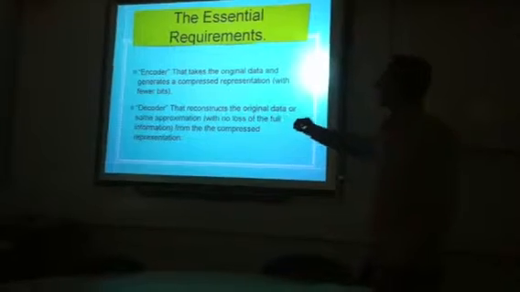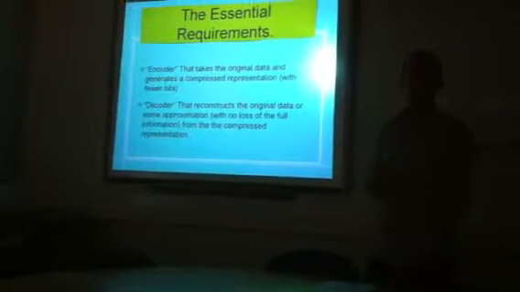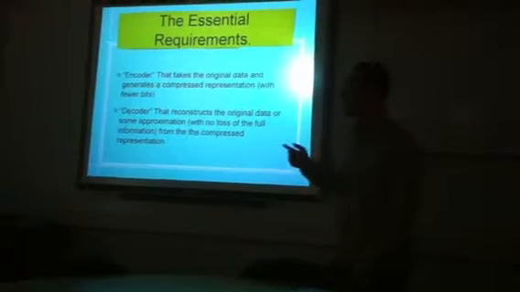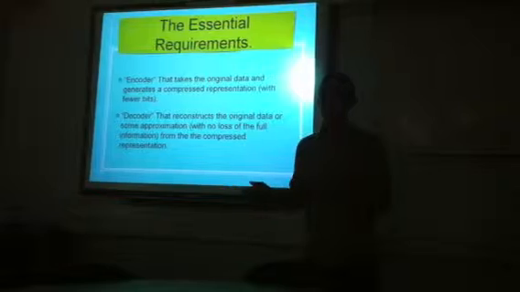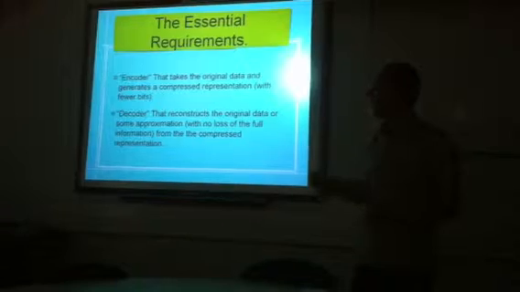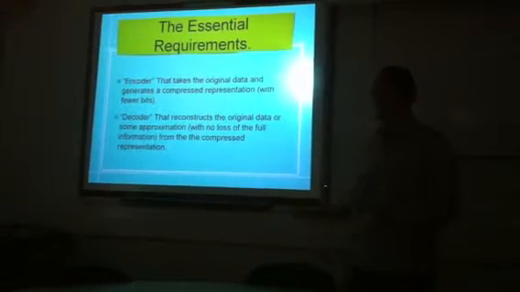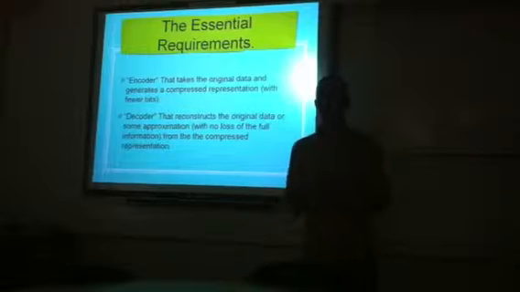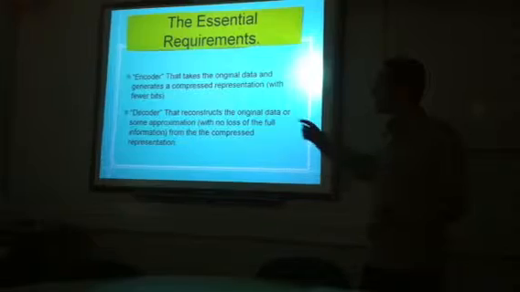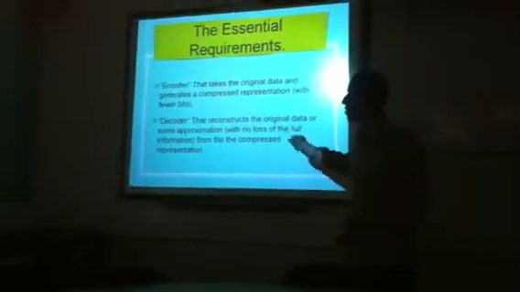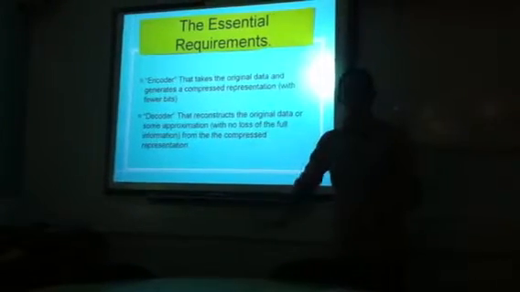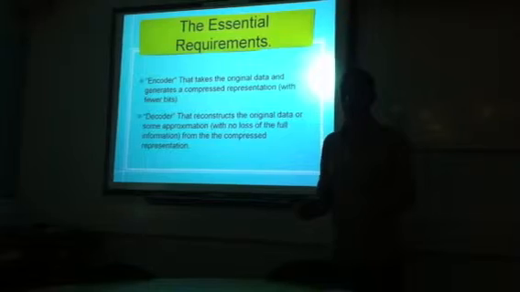Essentially, any data compression system must have two basic components. The first one is called the encoder, which takes the original data and generates a compressed representation for it with fewer bits. The second one is called the decoder, which reconstructs the original data from the compressed representation, or an approximation of it. It's usually at the end of the system. And these two components are usually tied together since they have to understand the shared file.